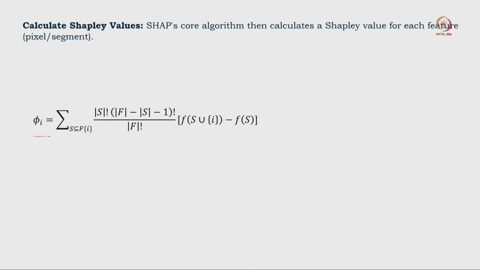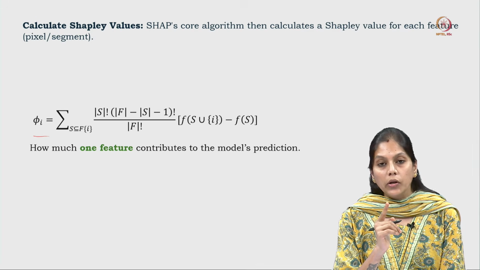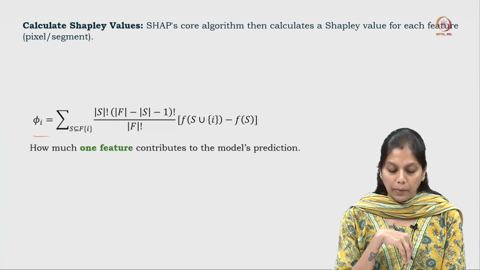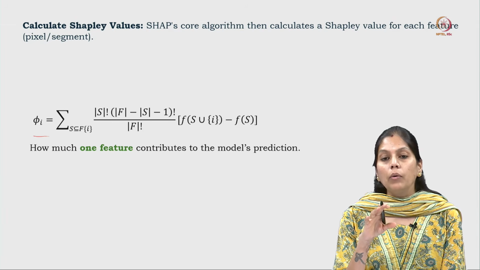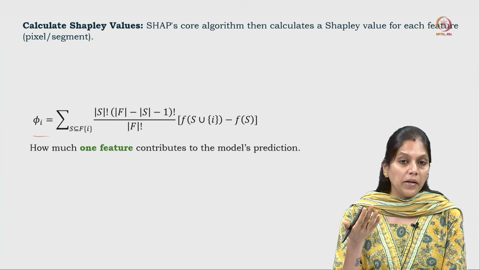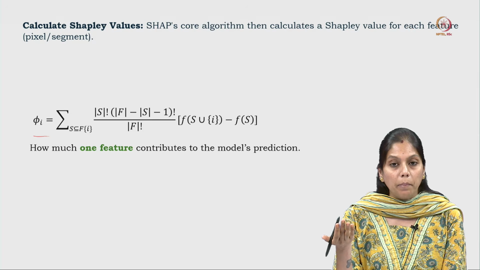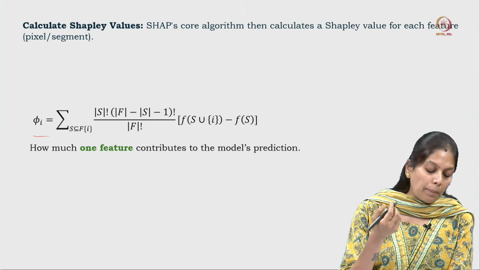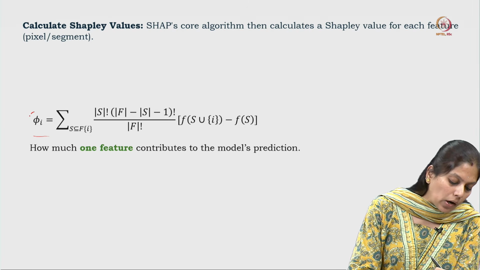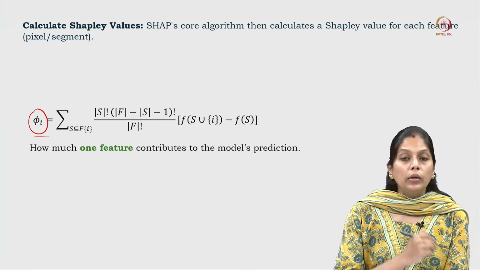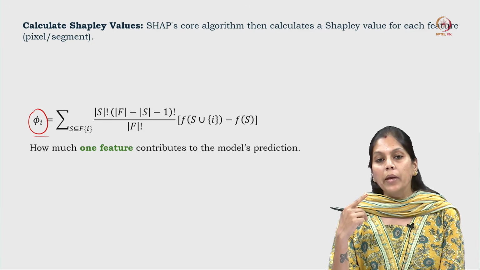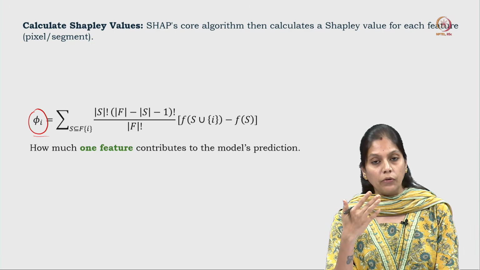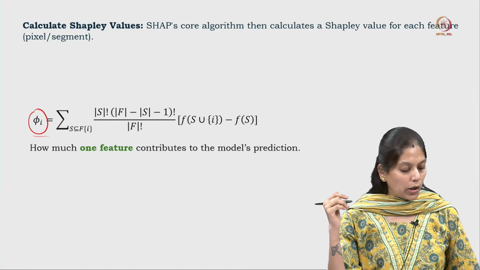What exactly is this going to explain? How much one feature contributes to the model's prediction. Ultimately we want to understand which features have contributed to the model prediction, right. So, how are we going to do that? SHAP is going to calculate something called Shapley values. These values tell how much each feature is contributing to the model prediction.